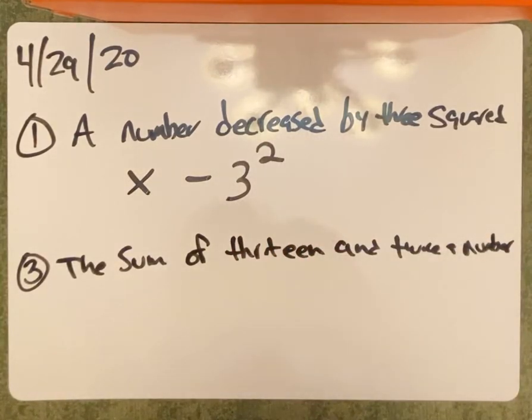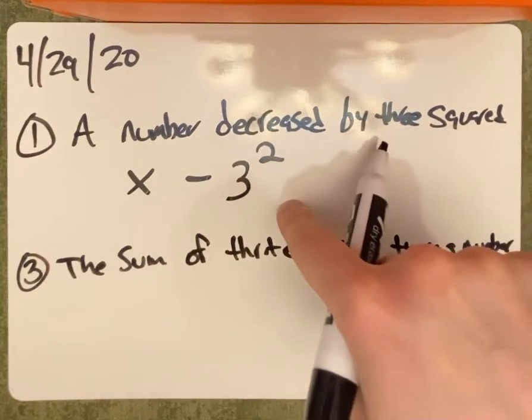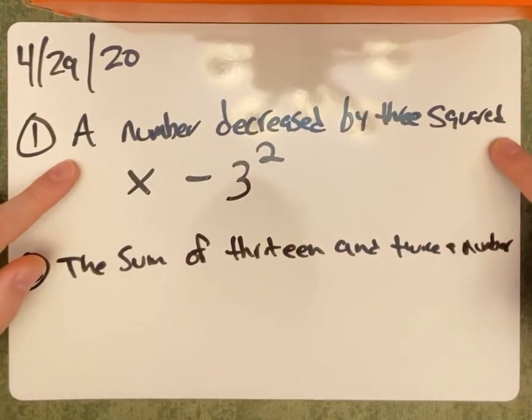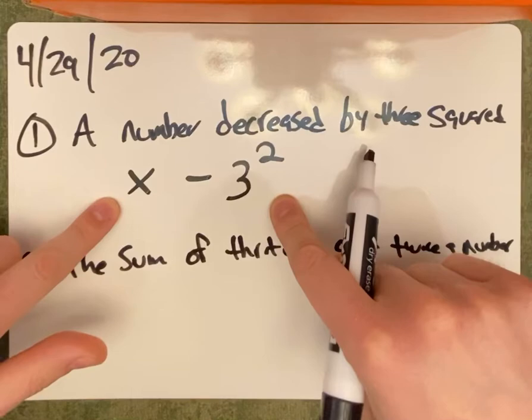So we have an expression, x minus 3 squared. That's all you have to do. You don't have to solve for x. You don't have to get an equal sign in there. All you have to do is write this. You have to turn this into this.